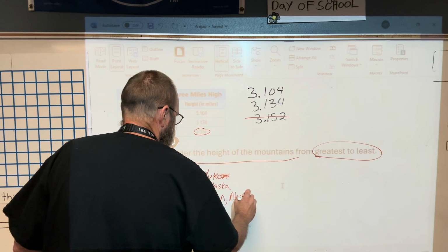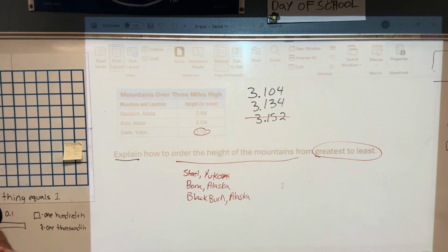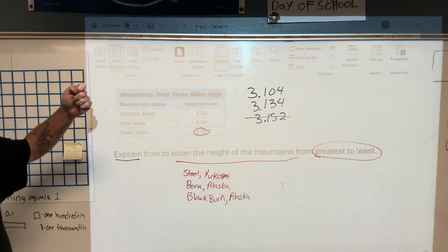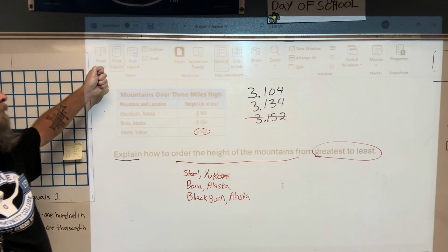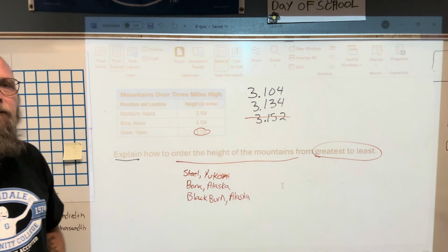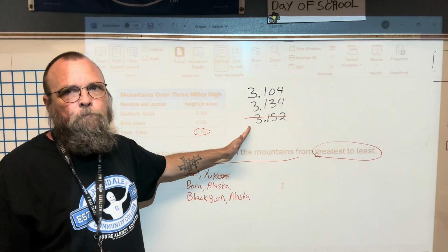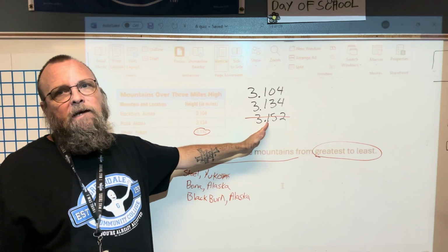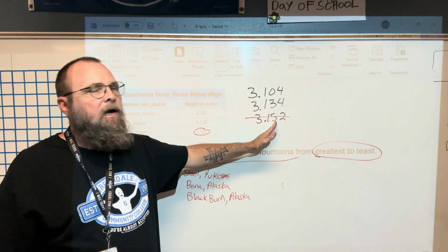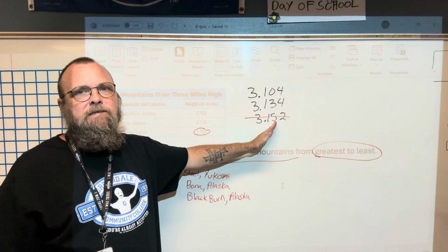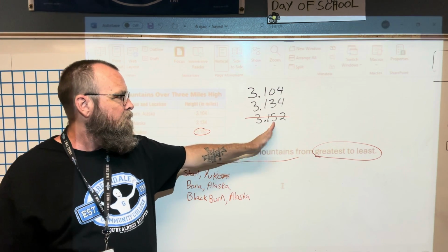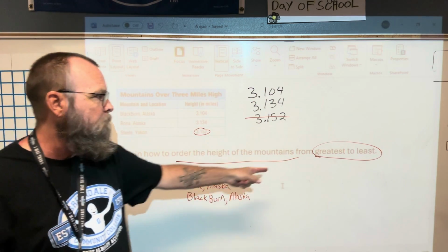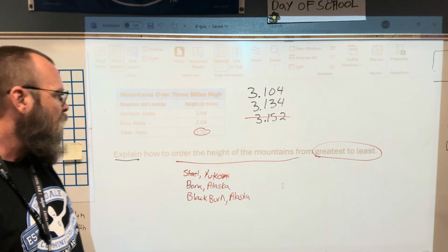If you don't explain it, you get it wrong. So my explanation: write down the height in miles, lining up the place values. Start with the biggest place value, which is the ones place, no difference. Go to the tenths place, that's the next greatest place value, no difference. I go to the hundredths place. The hundredths place is the biggest place value that has a difference. So once I get to the hundredths place, I can compare them from greatest to least. Make sure we're always looking at that.